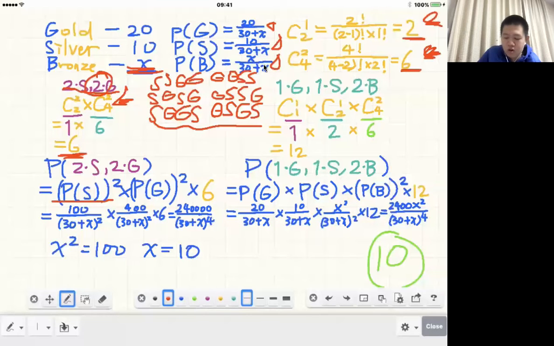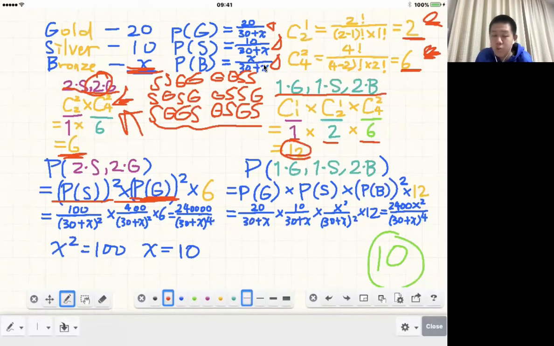Also, when you consider 1 gold, 1 silver, and 2 bronze, you have C11 multiplied by C21 multiplied by C42. Wait, that gives you 1 multiplied by 2 multiplied by 6, giving you 12. So when you multiply their probabilities together, you should also multiply by these combinations. This makes it work.